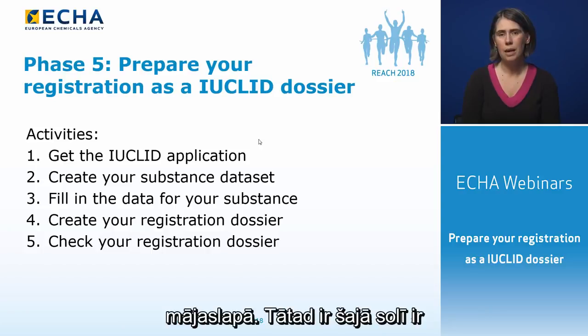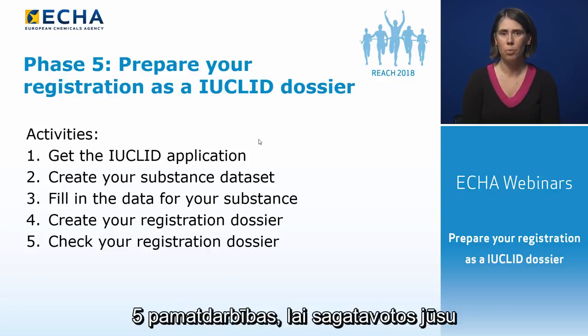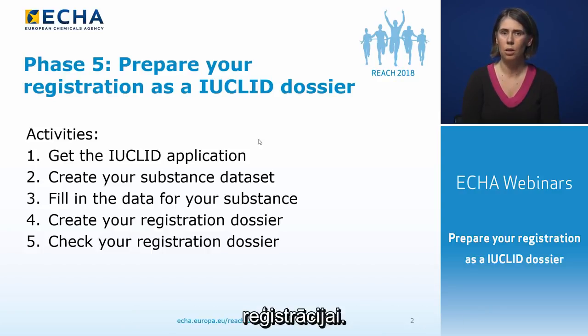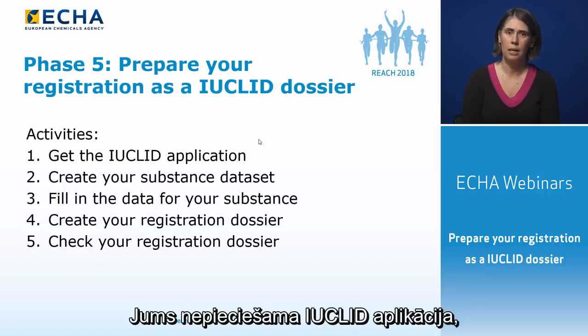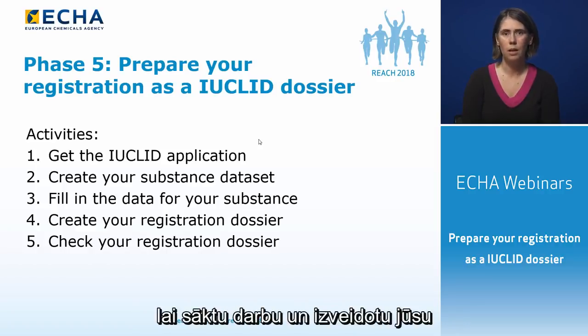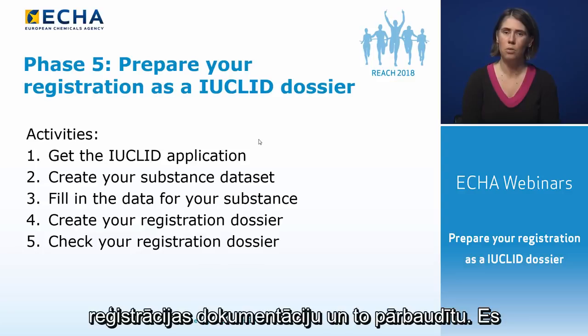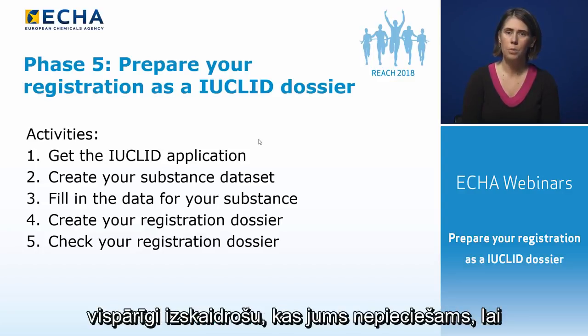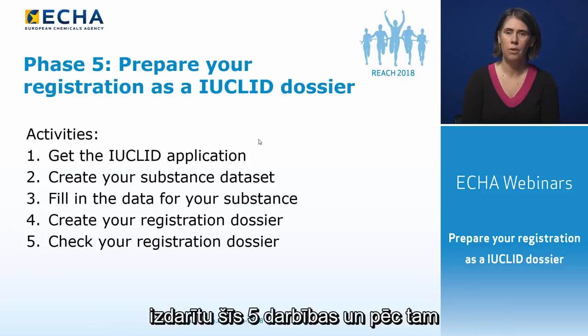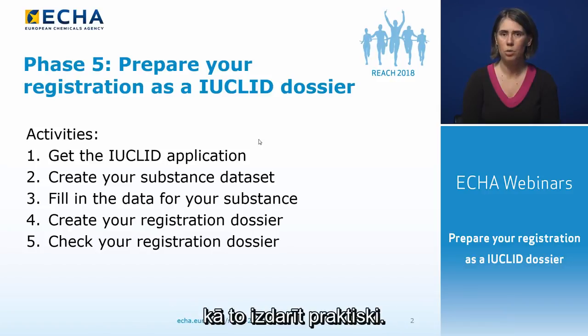So there are 5 key activities in this phase of your preparations for registration. You need to get the IUCLID application, get started with it, and create your substance data set. Fill in the data on your substance, and then create your registration dossier and check it. I will briefly explain what you need to do for these 5 activities, and afterwards colleagues will explain and demonstrate further how to do it in practice.